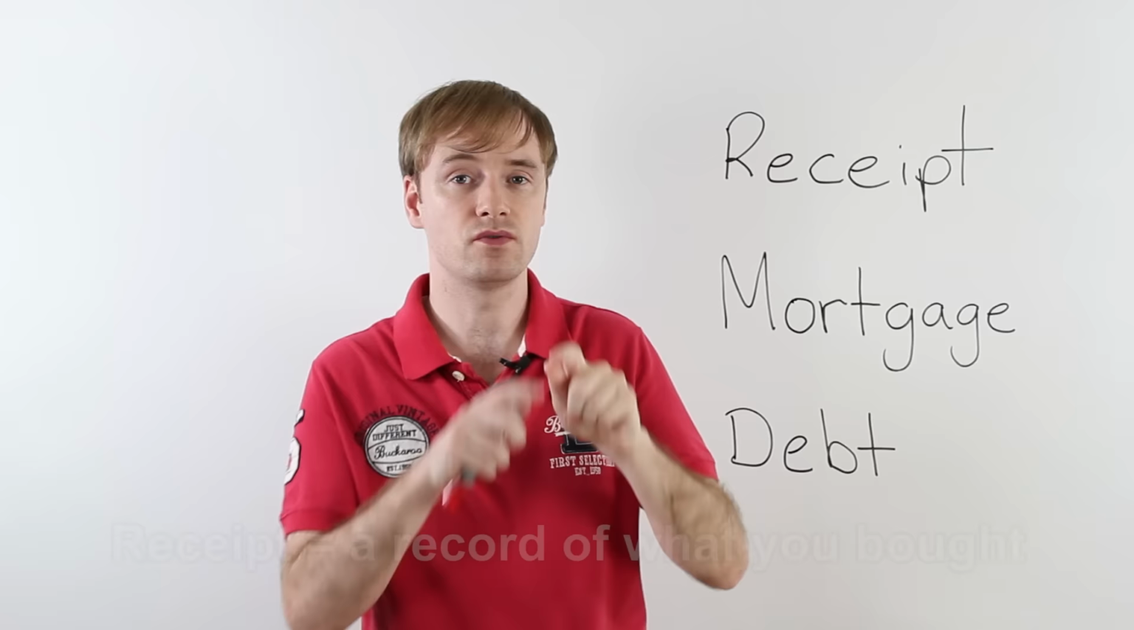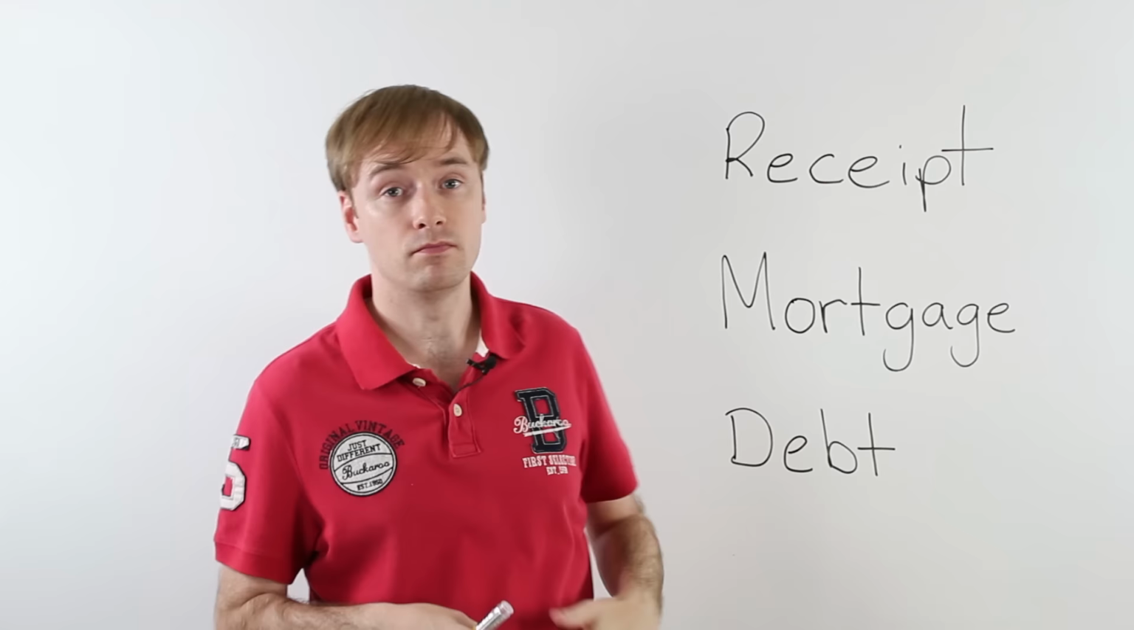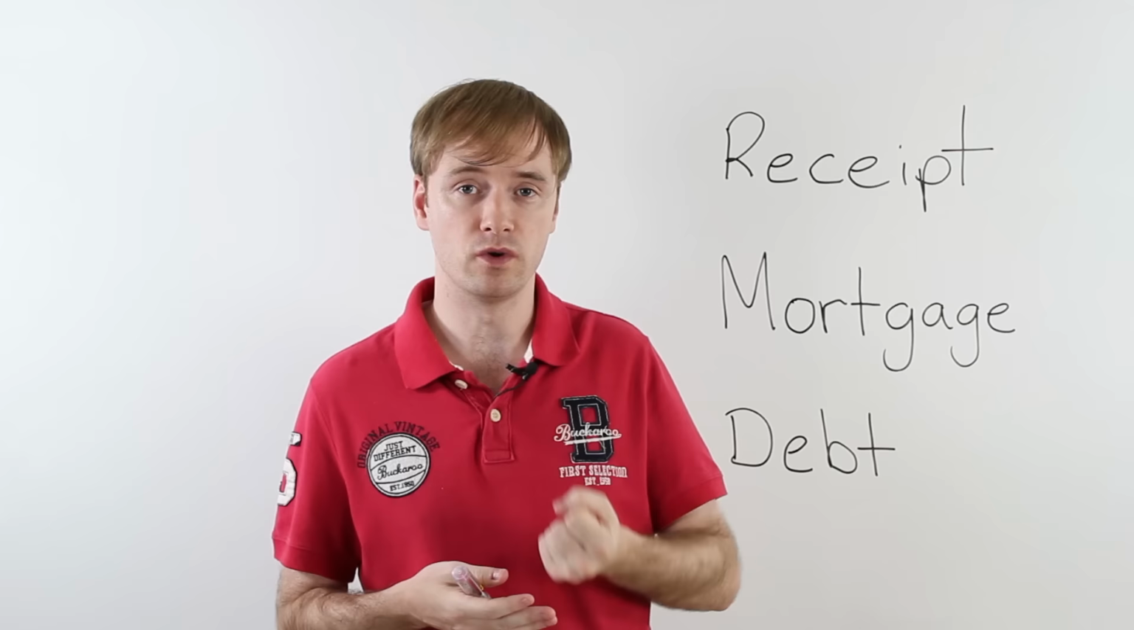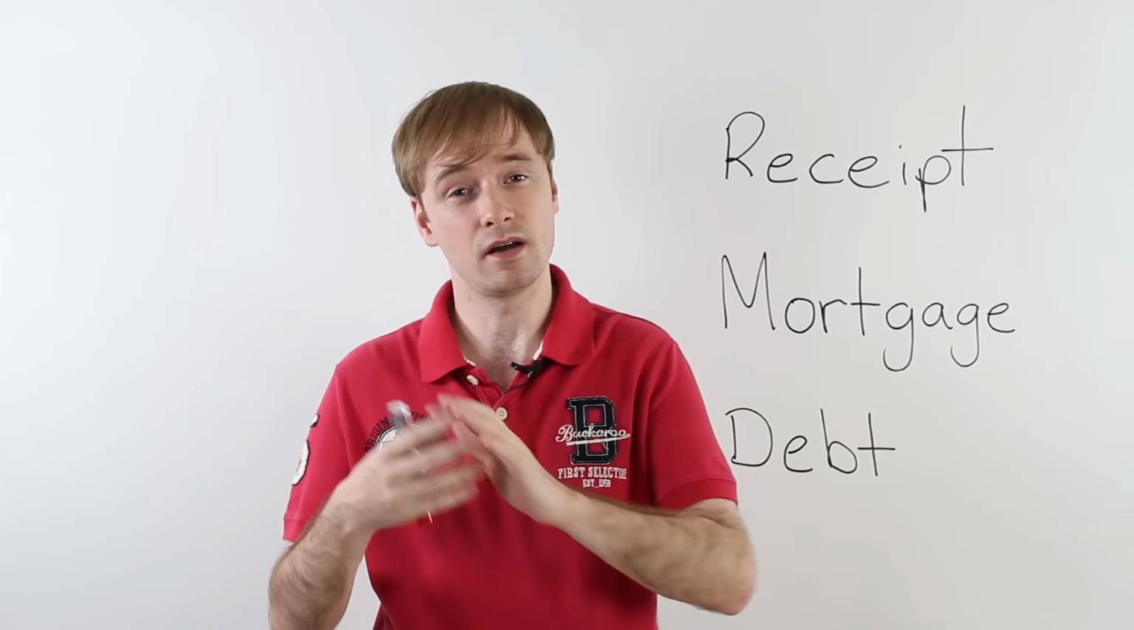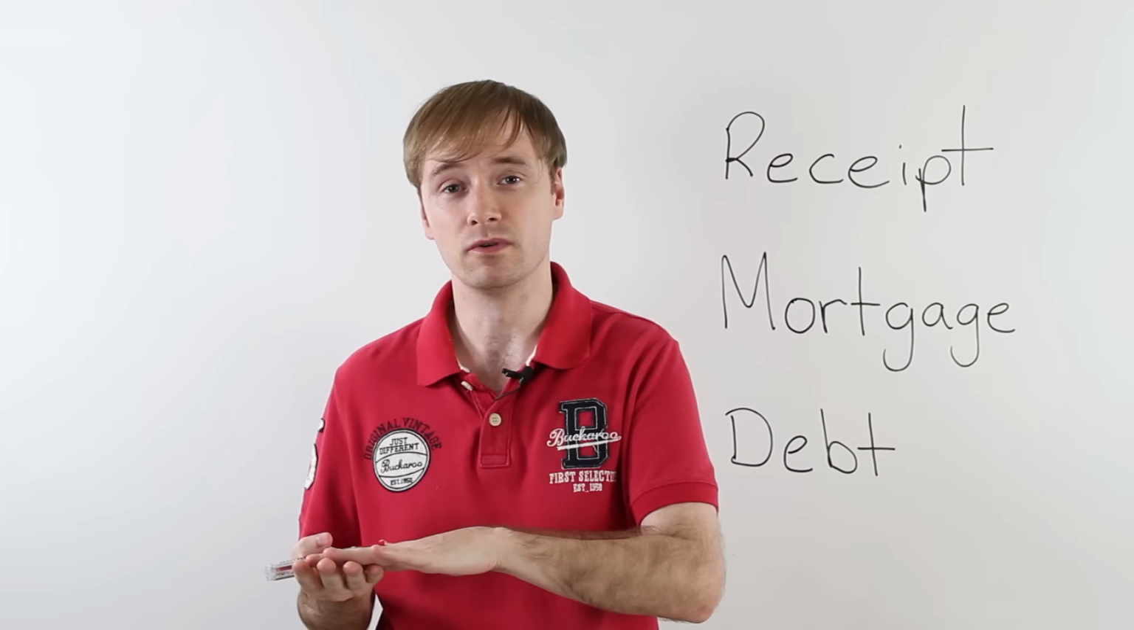The second word is mortgage. Now, maybe you want to buy a house, but you have no money, okay? So you go to the bank and you ask the bank for a loan. And the bank says, yes, here's a loan, and now you can buy a house. So the bank loan to buy a house, that is called a mortgage, all right? If you got a bank loan to buy a car, that's not a mortgage, okay? That's just a bank loan. So the mortgage is specifically a bank loan to buy a house, okay?